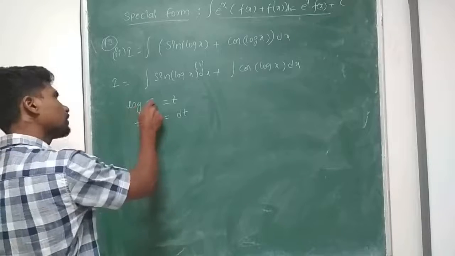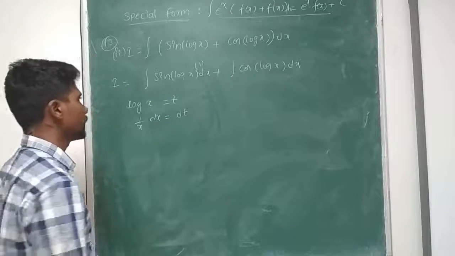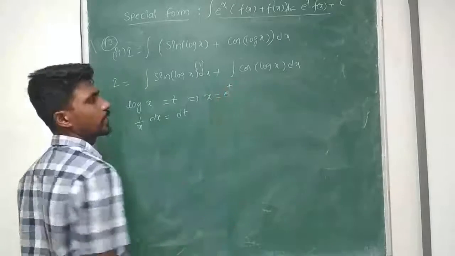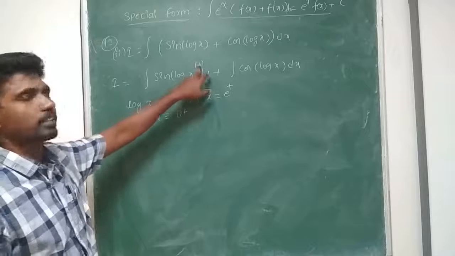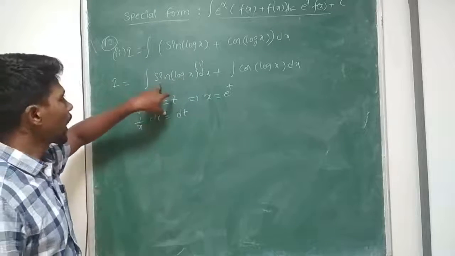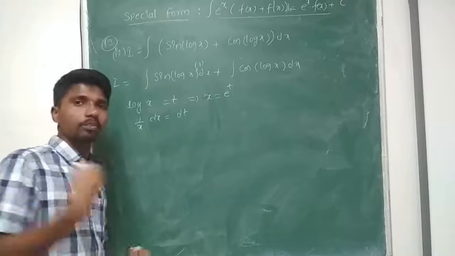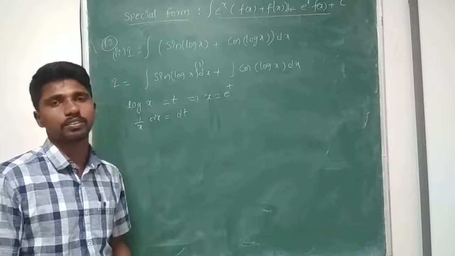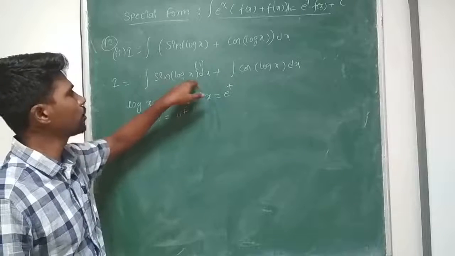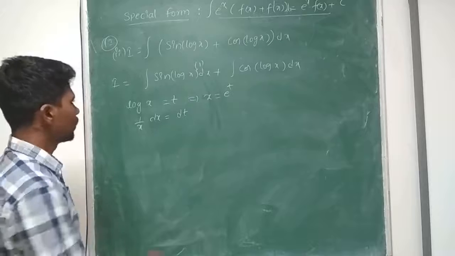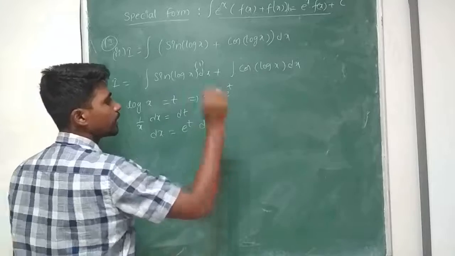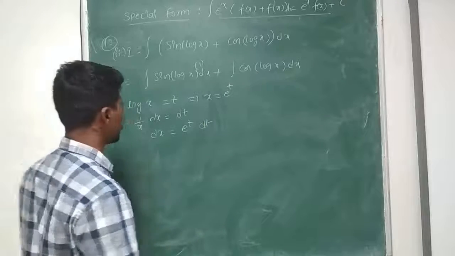Now, if I have log x as t, what about the x? x will be equal to e power t, exponential form. So I am not going for integration by parts and simplification, because I would have a trigonometric function in terms of log x, which leads to more complexity. That's why I used substitution. Now dx can be replaced as e power t into dt.